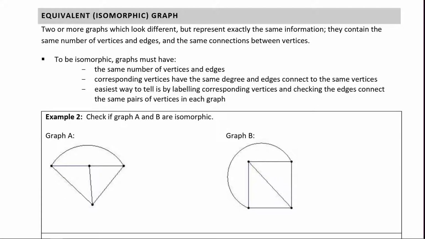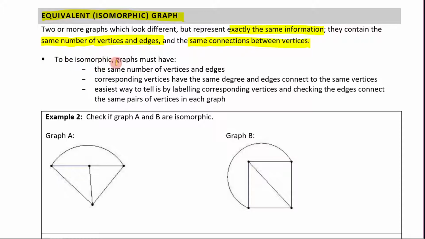We are now going to talk about equivalent, also known as isomorphic graphs. So two or more graphs which look different but represent exactly the same information. They contain the same number of vertices and edges and the same connections between the vertices.